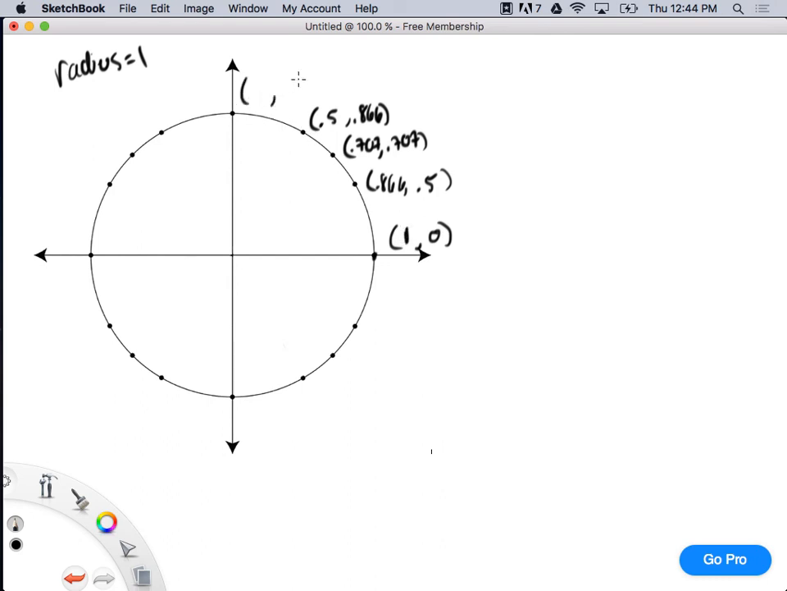And similarly, this point here, is it to the right or left any? No. So what's the x coordinate? 0. Good. And what's the distance from the origin to the point? 1. So what's the y value? 1. Bam. You did it, guys.